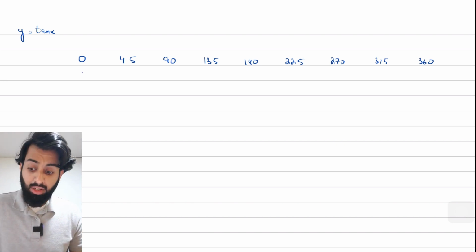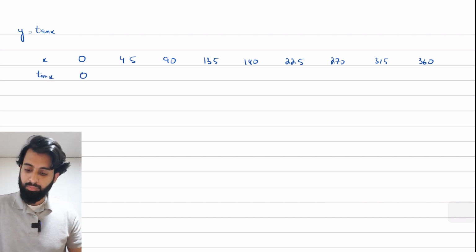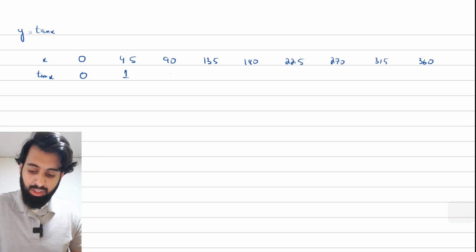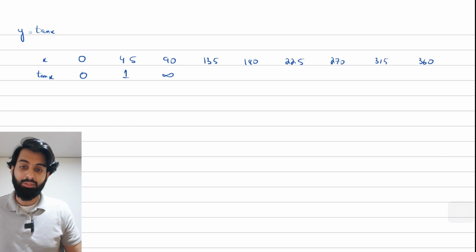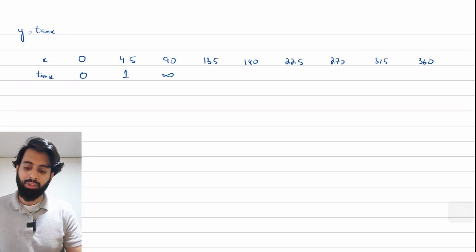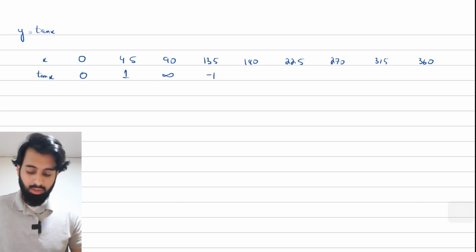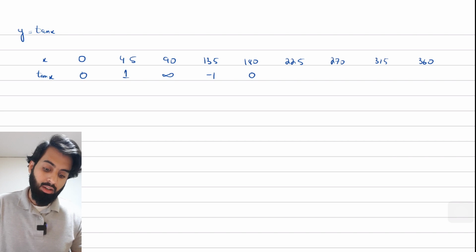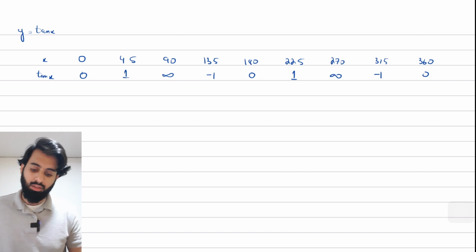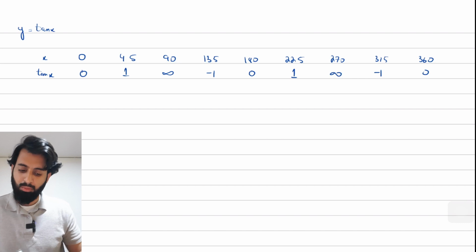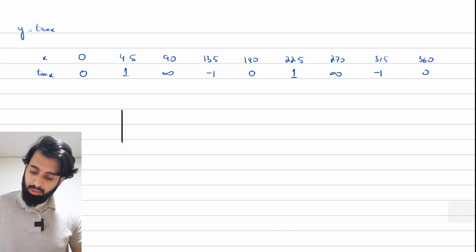Let me just write it here so I don't mess it up. Tan 0 is 0. Tan 45, you'll notice, is equal to 1. Tan 90, now here's something really interesting. Tan 90 will give you infinity. We'll come to this and discuss how we're going to plot this in the graph. Then tan 135 is going to give you -1. Tan 180 will give you 0 again. Tan 225 will give you 1, 270 again infinity, then -1, and then 360, 0. Let me just double check. Tan 225 is in fact equal to 1.